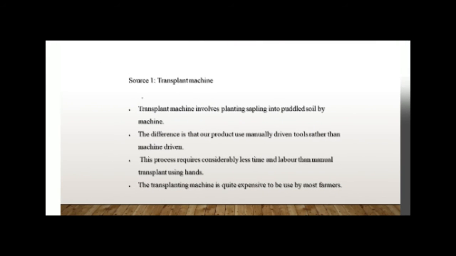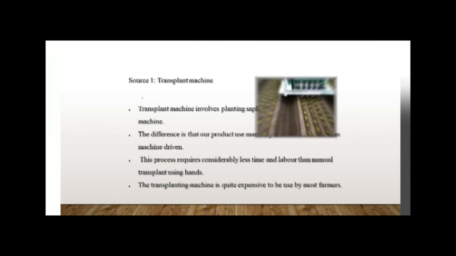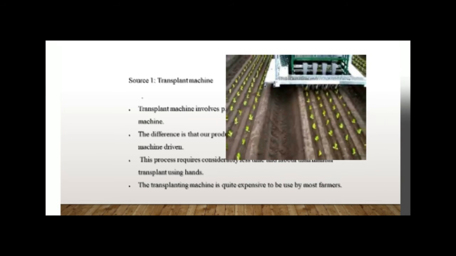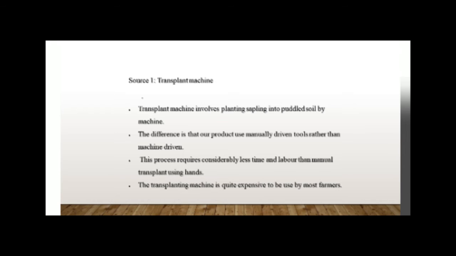Idea design inspiration. The ideas that we got for this product are from many sources. First is the idea from the transplant machine. A transplant machine involves planting saplings into powdered soil by machine. The difference is that our product uses a manually driven tool rather than a machine-driven one. This process requires considerably less time and labor than manual transplanting using hands.